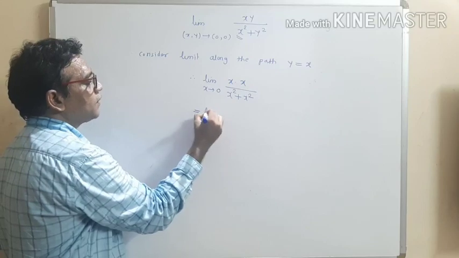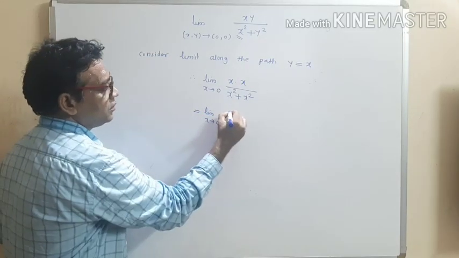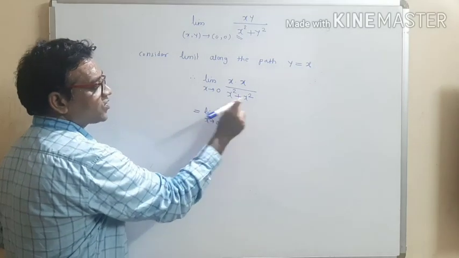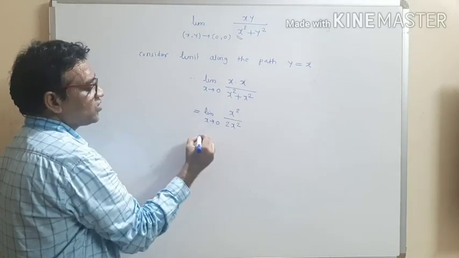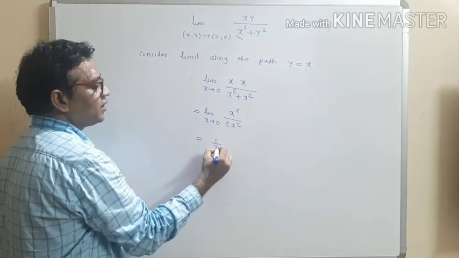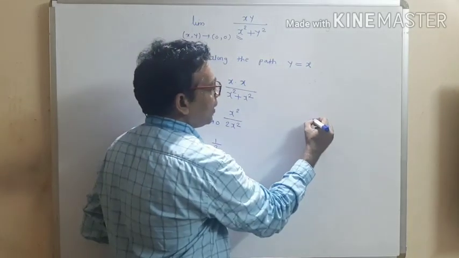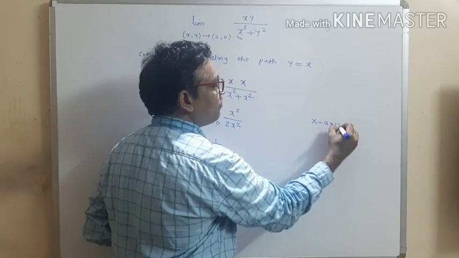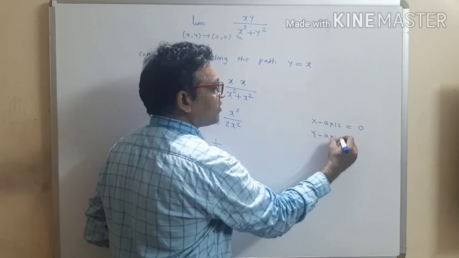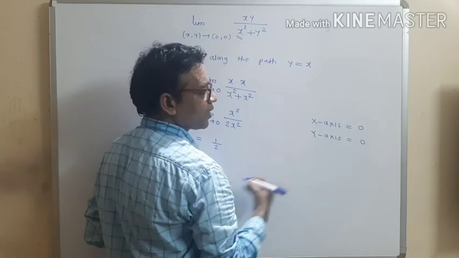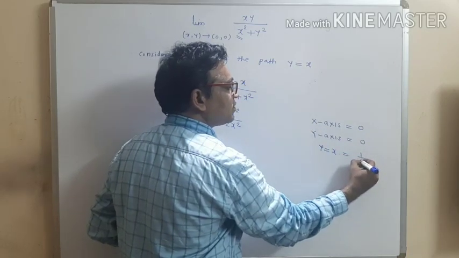So find out this limit. This is limit x tends to 0, x square upon x square plus x square, this is 2x square. So x square get cancelled. So this is our limit, that is 1/2. So what we get? Limit along x-axis, we have found this as 0. We have found limit along y-axis, this is again 0. And the limit along third path y equal to x, we have found this as 1/2.